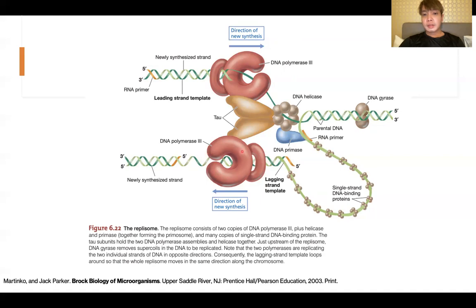So that's why this strand, we call it lagging strand, dahil mabagal yung paggawa ng template na to because we need more primer, okay. And then we have here tau. So yung tau subunit, it holds 2 DNA polymerase and here, okay.